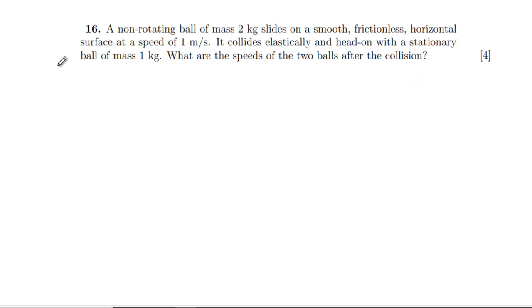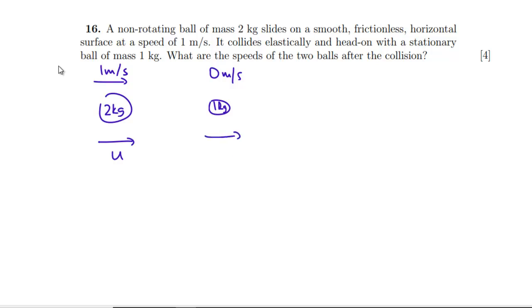A non-rotating ball of mass 2 kilograms slides on a smooth, frictionless horizontal surface at a speed of 1 meter per second. It collides elastically and head-on with a stationary ball of mass 1 kilogram. So we've got 2 kilograms going at 1 meter per second. Then we've got a 1 kilogram ball which isn't moving, 0 meters per second. What are the speeds of the two balls after the collision? We need to do conservation of momentum and conservation of energy on this, because it's elastic. So let's say we've got u and v.